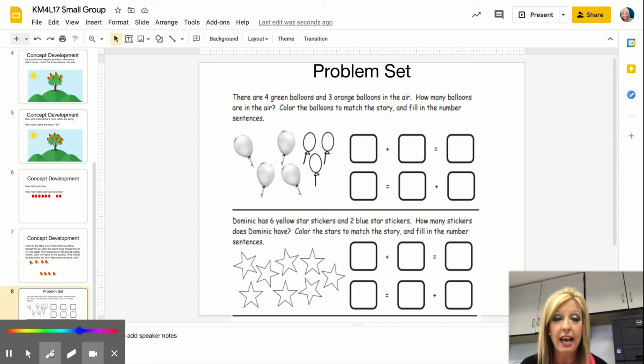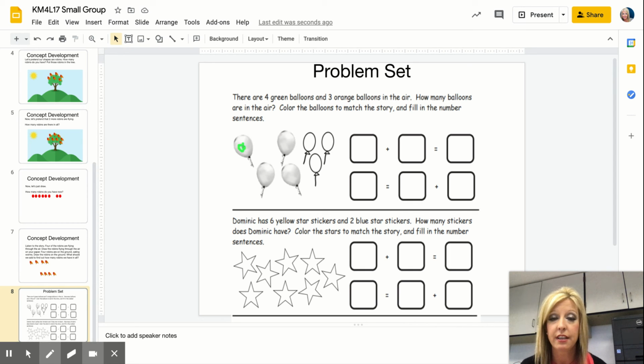So let's look at our problem. There are 4 green balloons. So here's our green. I'm not going to be able to color the whole thing, but we can see. There's our 4 green balloons. And what color are the other balloons? Very good. They're orange. So we have our 3 orange balloons. And we want to fill in our number sentence over here. Let me change colors real quick.